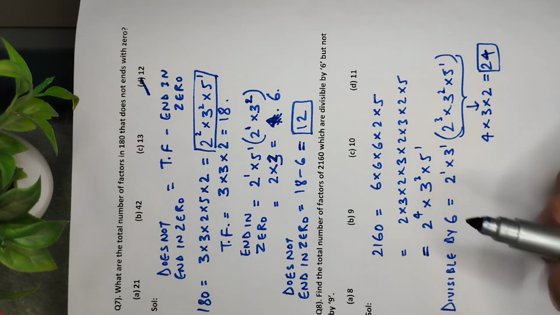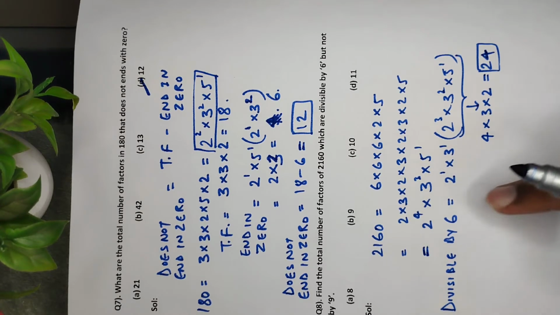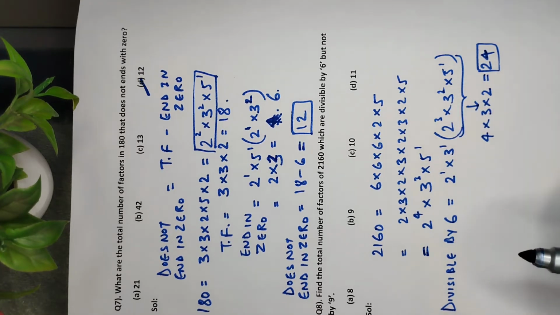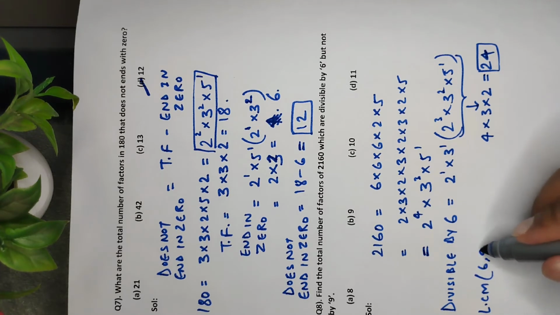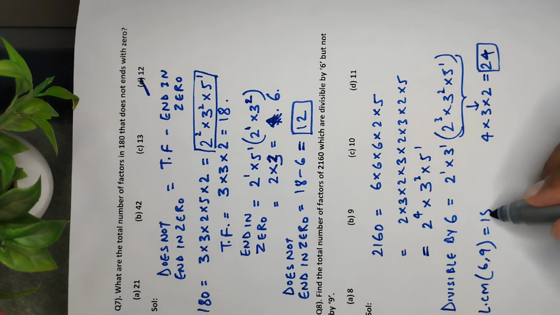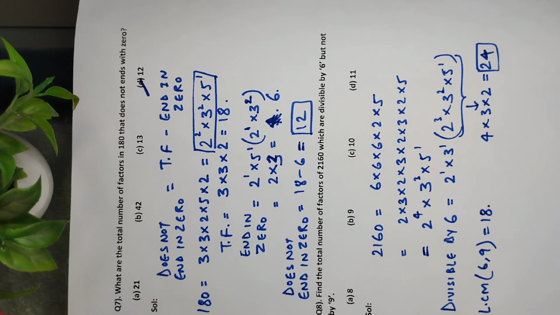But as the question asks, we have to find the factors which are divisible by 6 but should not be divisible by 9. So what is the meaning of this? Whenever such kind of questions are asked, we always take the LCM. So the LCM of 6 and 9 is 18. That means we have to eliminate those numbers which are divisible by 18.